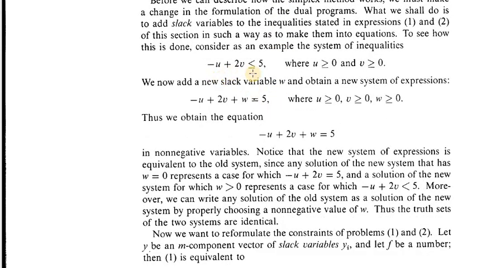For instance, this example. If I have a constraint inequality, minus u plus 2v less than or equal to 5, I can write that as minus u plus 2v plus w equals 5, where w must be positive. In order to make this side equal to this side, I have to add a positive number. And we still have an equation in positive variables. All of the conditions on the variables say that the variable has to be positive. So this introduction of a new variable from the inequality is called a slack variable.